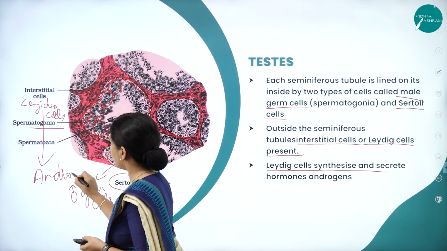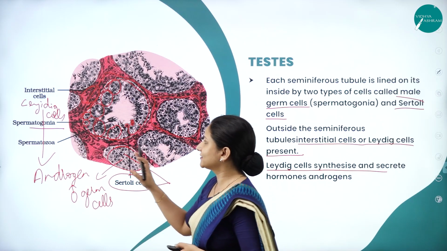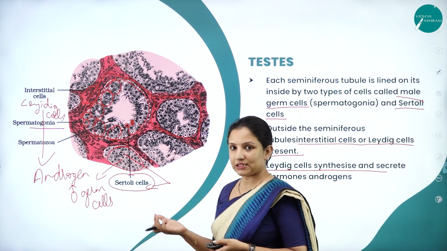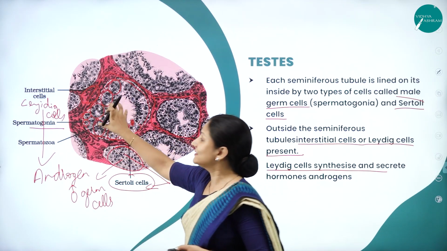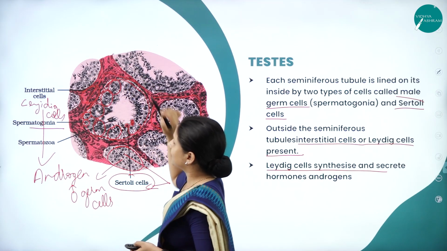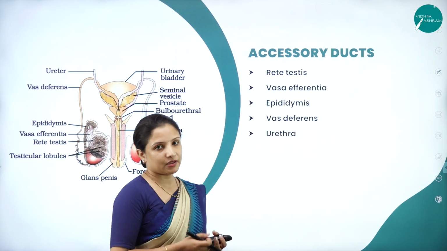Androgens are a very important hormone for the male reproductive system. Androgen is secreted by the Leydig cells, which are also called what? Interstitial cells. Where are they present? Right outside the seminiferous tubules, or in between the seminiferous tubules. These portions are nothing but the interstitial cells or Leydig cells. So that is about the seminiferous tubule.